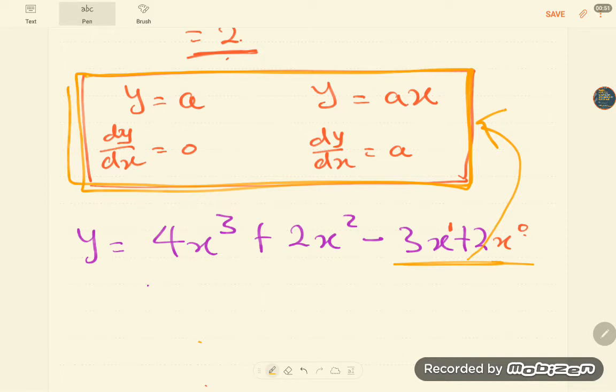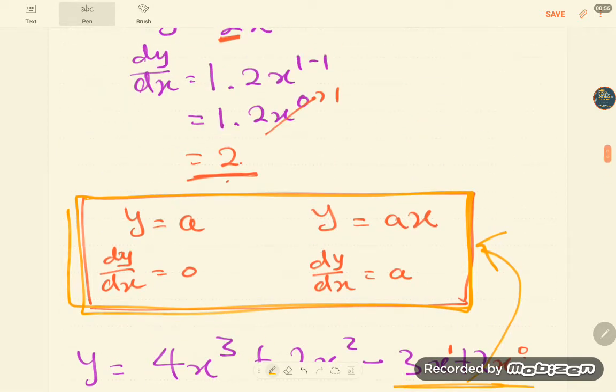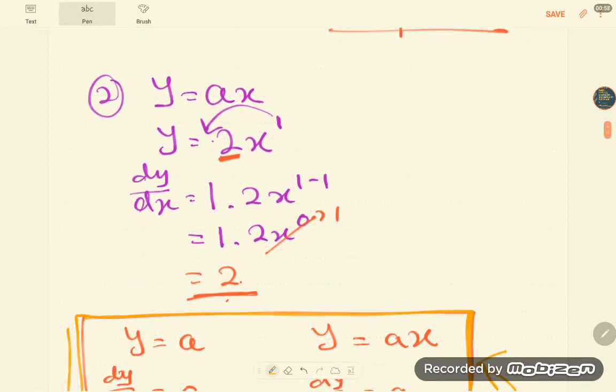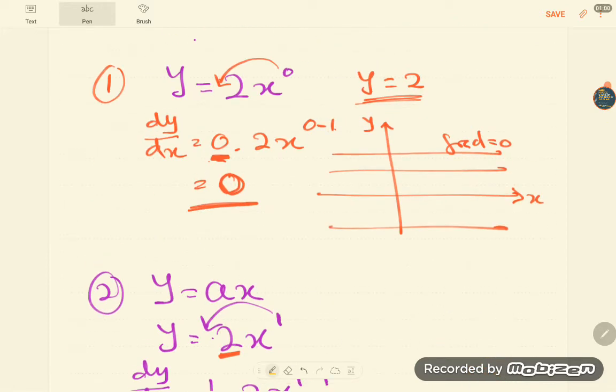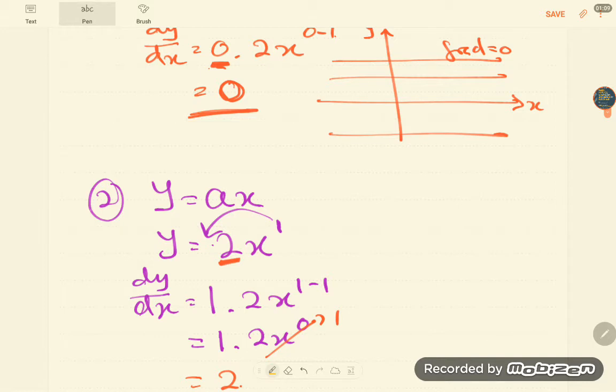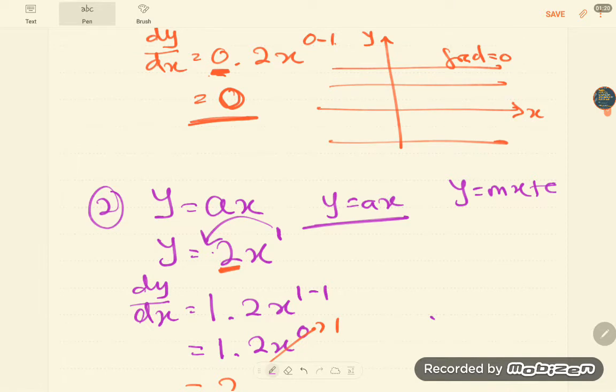The one with the power x to the power 1 and the one with the power x to the power 0. And just as an addition to number 2, because for number 1 I did show you what it means graphically when you have y equals a constant number. Now remember what this means for you when you have y equals ax. This is the same as you having y equals mx plus c. And the last time you saw this was when you were dealing with a straight line.